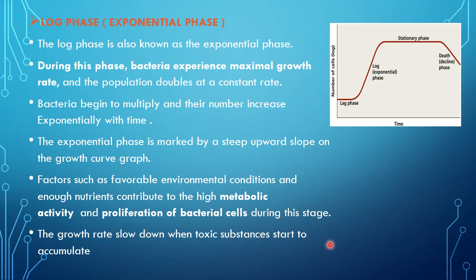So what happens is, when the bacteria have utilized as much nutrients as they can, the nutrient level will start depleting. It becomes lesser and lesser. When there are not enough nutrients available and the number of bacteria is too much, certain bacteria will start to die. When some bacteria die, they accumulate toxic substances into the environment, and when toxic substances start accumulating, the growth rate also slows down.